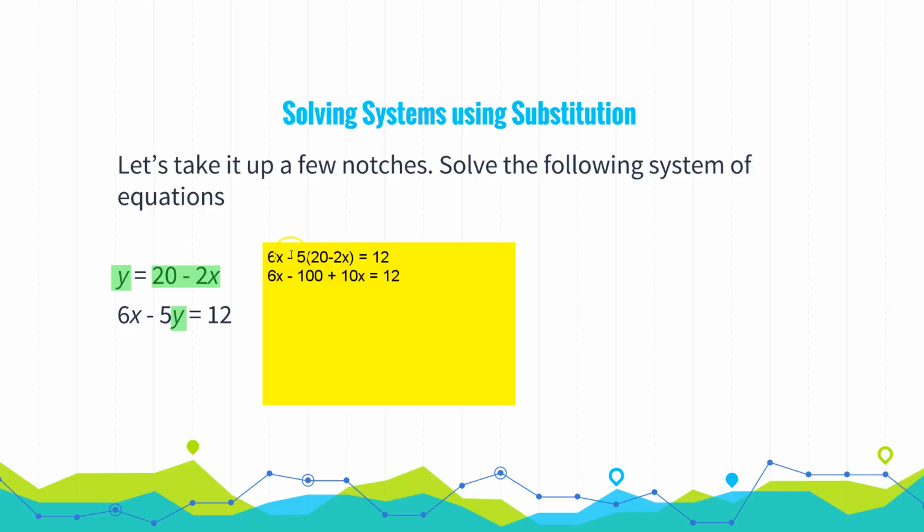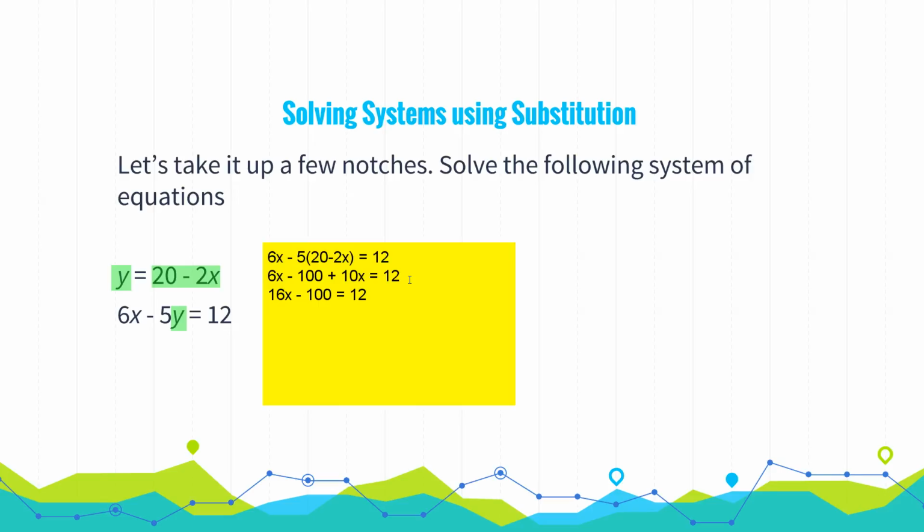Subtraction signs are kind of like negatives. Keep them glued to the number. Then we can combine like terms. So we have x's over here, a 6x and a positive 10x. So we can go ahead and add those. 6x plus 10x gets us 16x. And we still have that minus 100, and that equals 12.